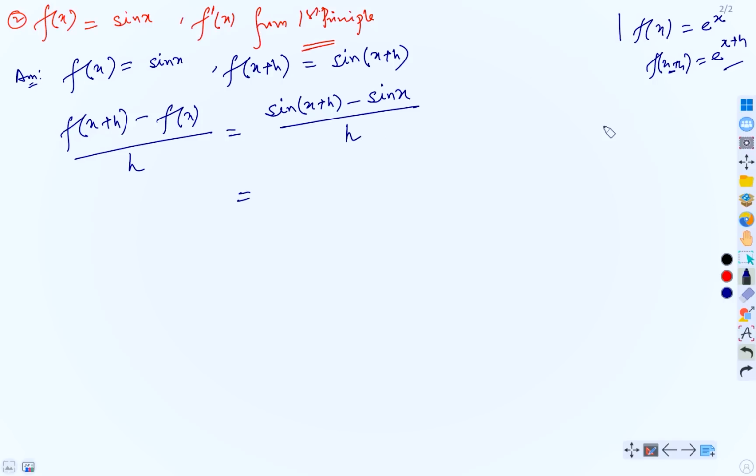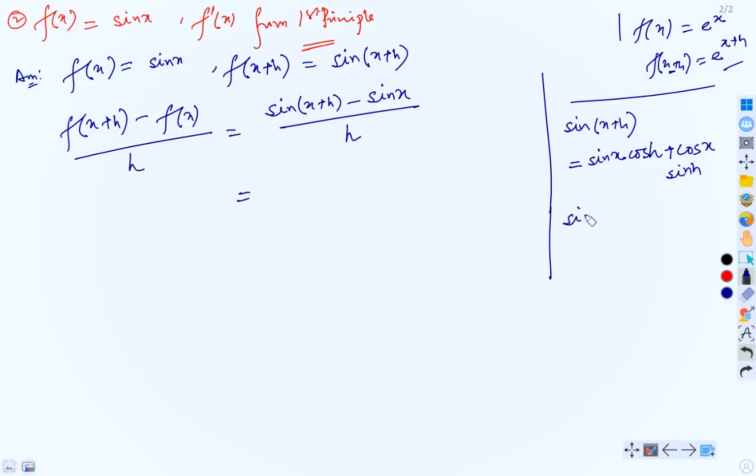Now, you know this formula, right? Actually, we can apply this formula, sine of x plus h. This we can write in this way: sine x cosine h plus cosine x sine h. Yes, this is the formula of sine of a plus b.